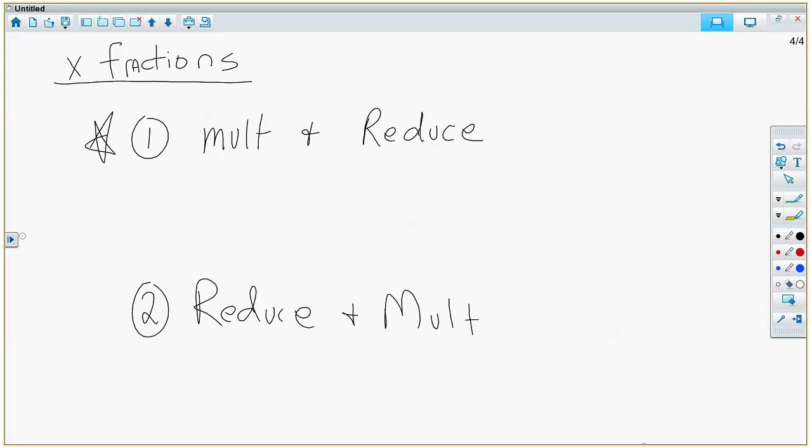So here's an example of multiply and reduce. 1 over 2 times 3 over 7. Okay, there's nothing to reduce. So I just go to multiply. 1 times 3 is what? And 2 times 7 is? Can I reduce 3 and 14? No. And you know this because you know your prime factorization.